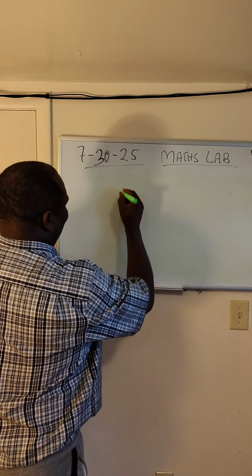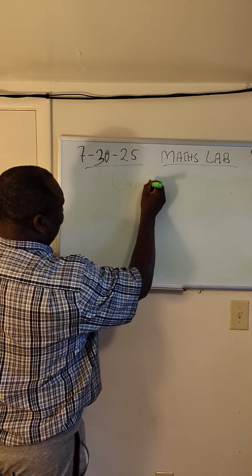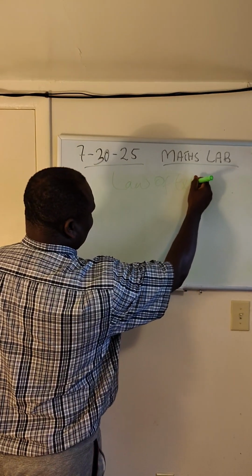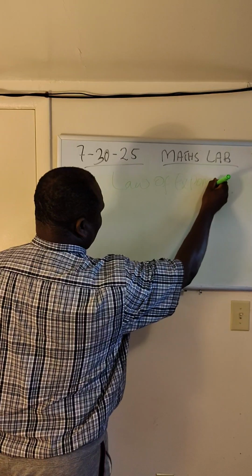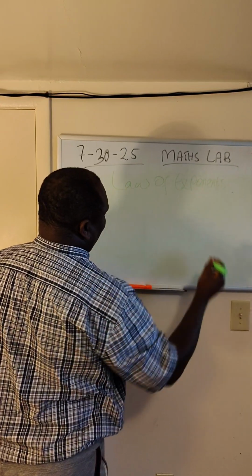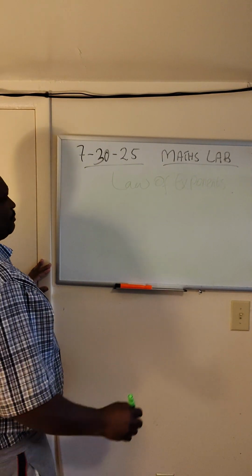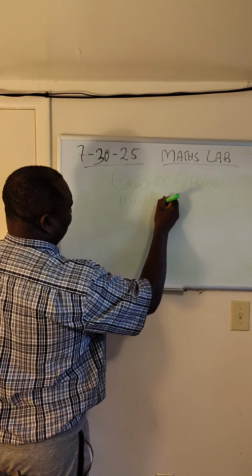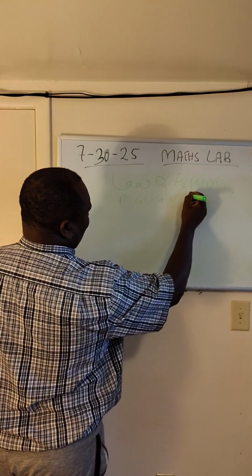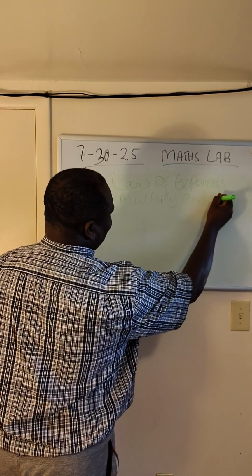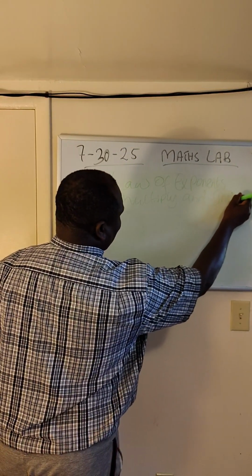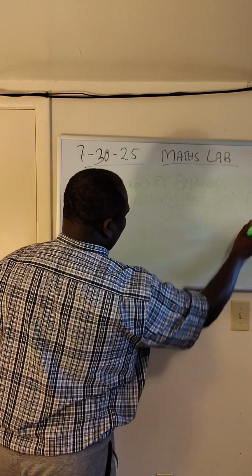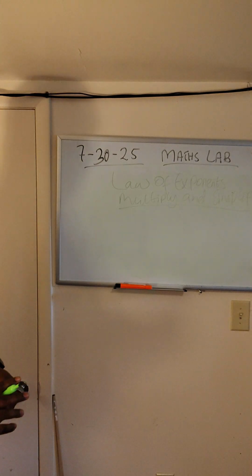So law of exponents, multiply and simplify. The law is to multiply and simplify.